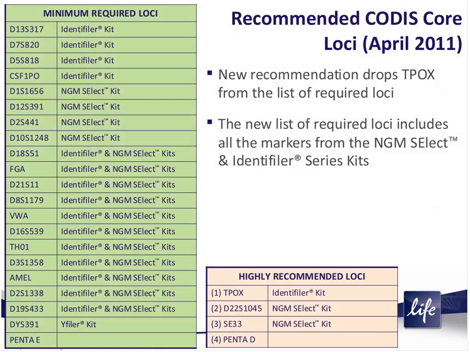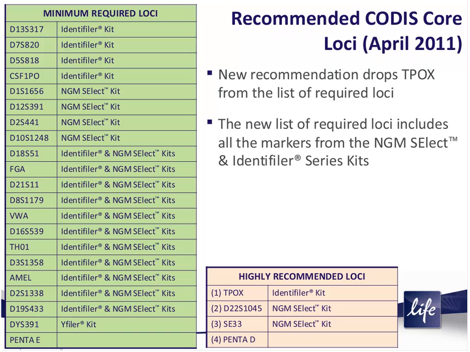So for those of you that may not be aware of the updated CODIS core loci recommendations, it was originally published in April of 2011, and there are a couple of little changes compared to the locus recommendations which have been available up until that point. The new recommendation drops the locus TPOX from the list of required loci, downgrading it to simply a highly recommended locus. Probably quite understandable because TPOX is not the most powerful of loci, and in the newer loci which have been incorporated into other international databases, there are stronger, more powerful loci to choose from.